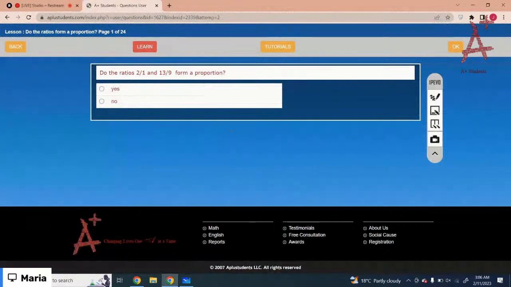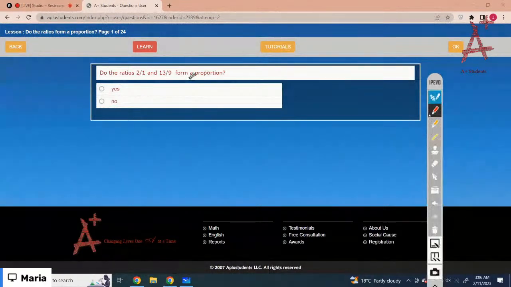Okay, the first question is: do the ratios 2 by 1 and 13 by 9 form a proportion? Let me write down the question on the board.